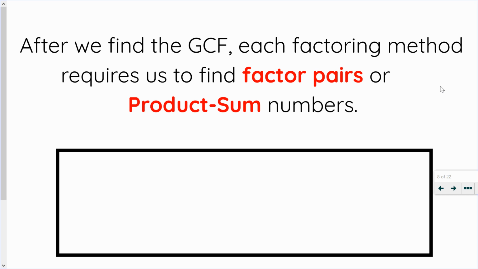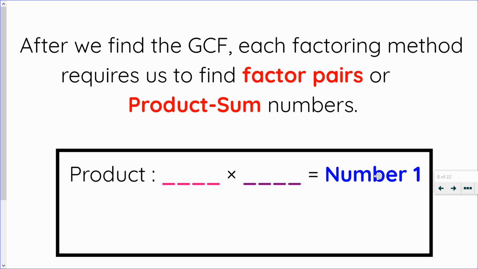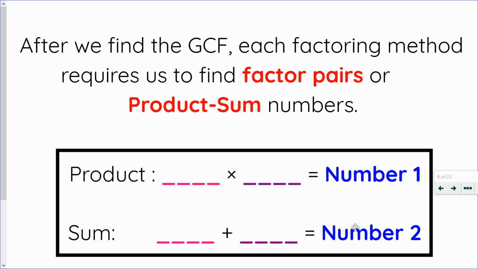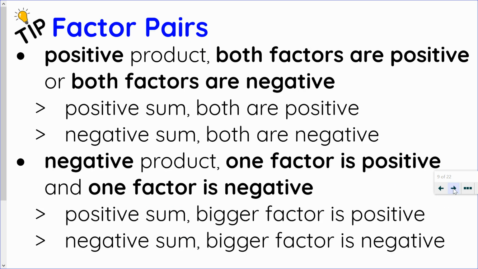So after you found the GCF, now we're ready to factor our trinomial. All of the methods require you to find factor pairs, or sometimes called the product sum numbers. What that means is you're going to find two numbers that multiply to a number and the same two numbers that add to a number. So the product and the sum are different, but these factors are the same, and it doesn't matter what order you write them in. So here's some tips to finding factor pairs.